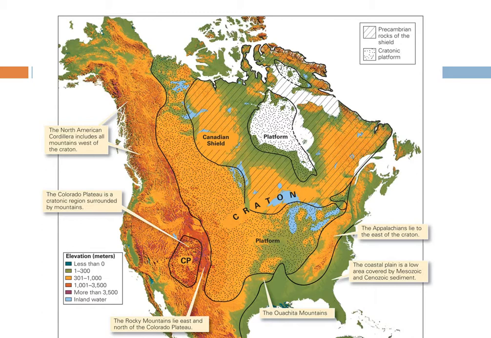Cratons also have what's called the cratonic platform, and that's what you see in this map of North America. You can see the Canadian Shield. This is where you can go to see really, really old rocks. But surrounding it is the cratonic platform. And the cratonic platform is part of that really stable old continental material, but it's covered in a thin layer of sedimentary rocks.